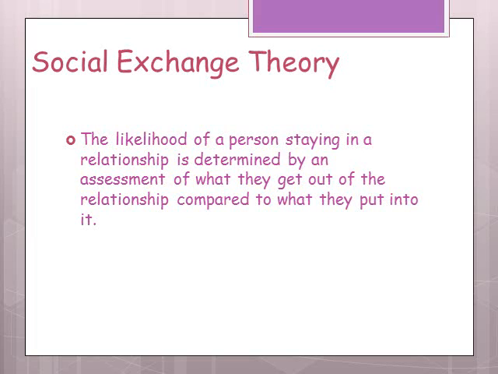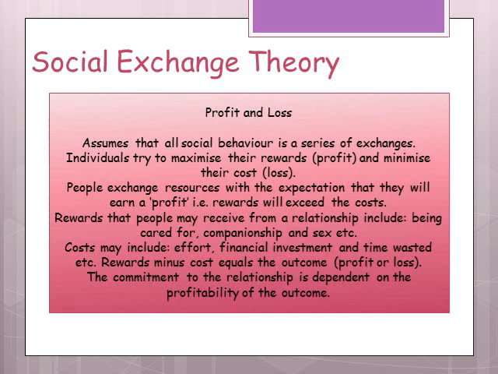Social exchange theory. The likelihood that a person stays in a relationship is determined by the assessment of what they get out of the relationship compared to what they put into it. So it's an economic theory. This is the theories of romantic relationships. So profit and loss. It assumes that all social behaviour is a series of exchanges, and individuals try to maximise their profit, their rewards, and minimise any losses, the cost of the relationship.